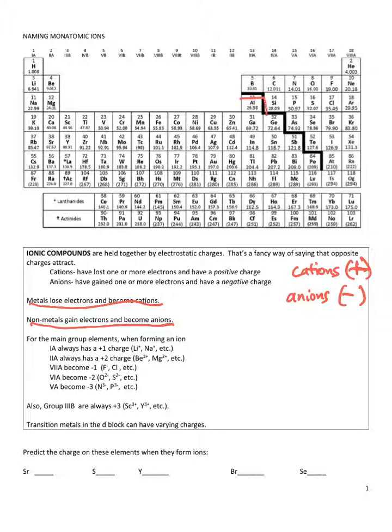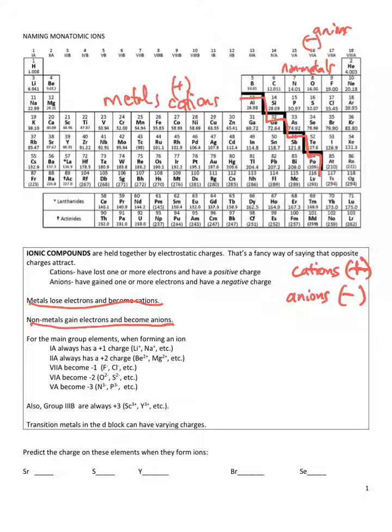Looking at that stair step, the elements to the right and above that are our nonmetals, and those are what are going to get a negative charge and become our anions. The elements to the left and below, these are going to be our metals. They're going to lose electrons, hence become a positive charge. They become our cations.